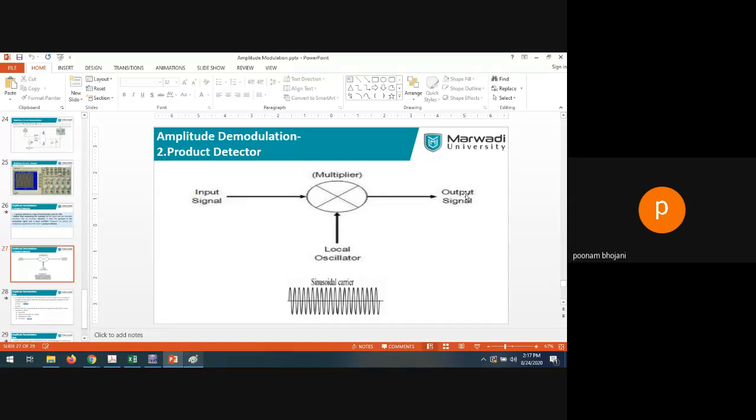Now we will think about how it is possible. Yes, it is possible because it is proven by mathematics. If you multiply both the signals, the AM signal and the carrier signal, then you will get the message signal back at the receiver side. But obviously that will require many mathematical formulas.